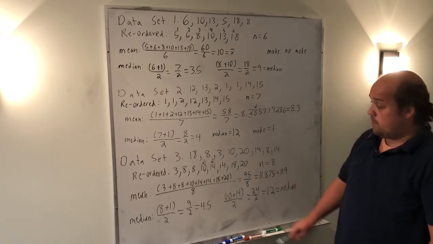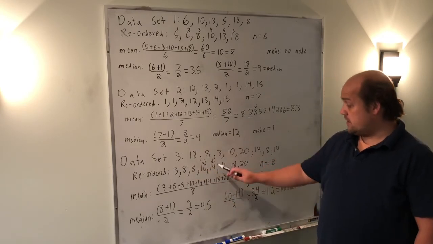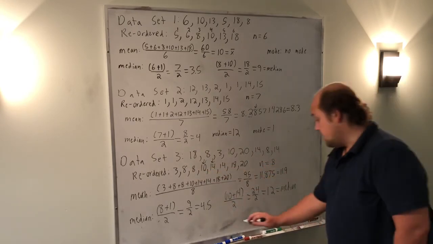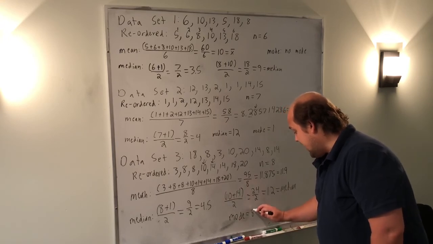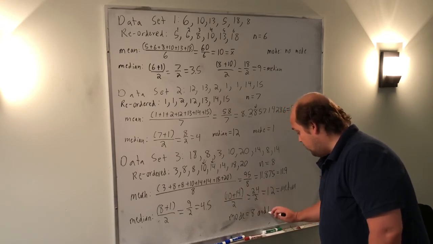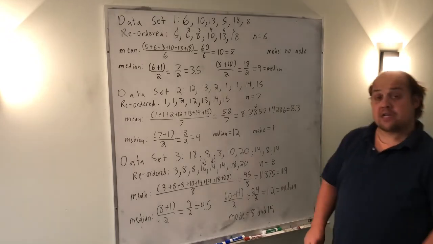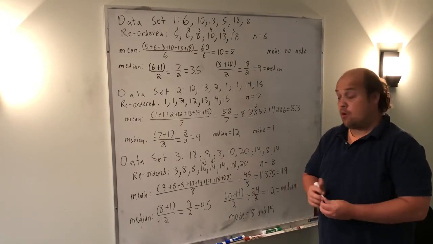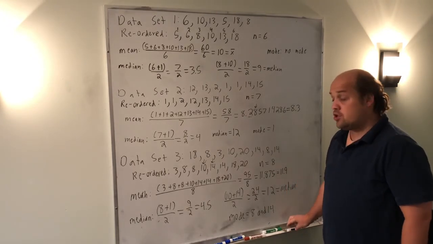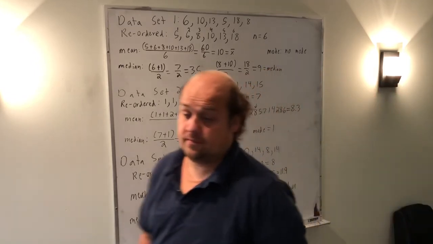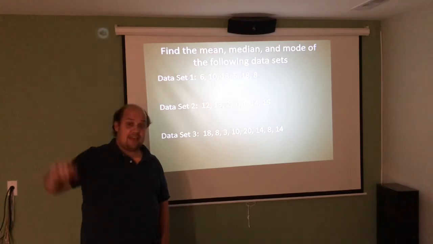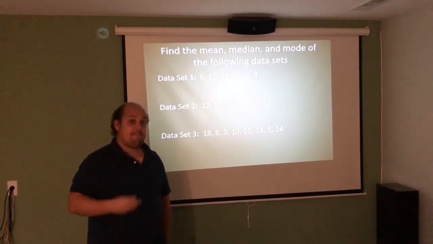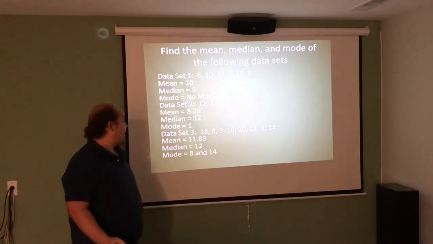Finally, when I look for the mode, I see that 8 happens twice and 14 also happens twice. That's why I would report the mode as 8 and 14. If I was asked what type of mode this is, it's a bimodal situation because there are 2 modes. I'll do it on the whiteboard in a second. This should be what I end up with.